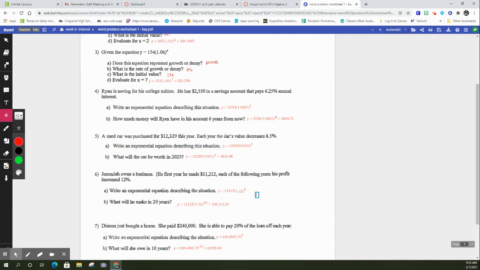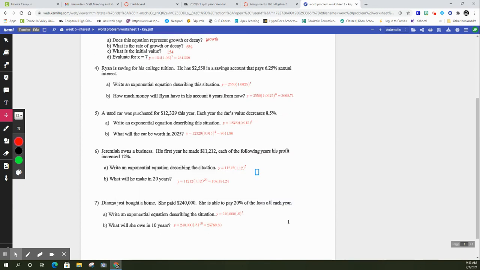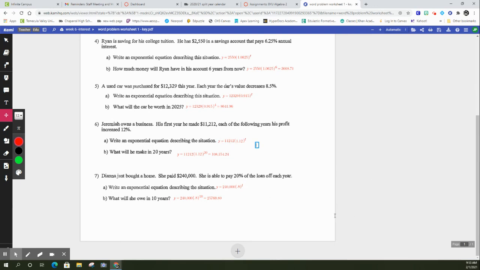Number 6, it's increasing at 12%. So you do your 11,212 times 1.12 raised to the t, plug in 20. So this is going to be a lot, right? 20 years at 12%. Okay, for 20 years, it's going to grow a lot. So that 11,000 turns into 108,000. All right, that's the power of compounding interest there.